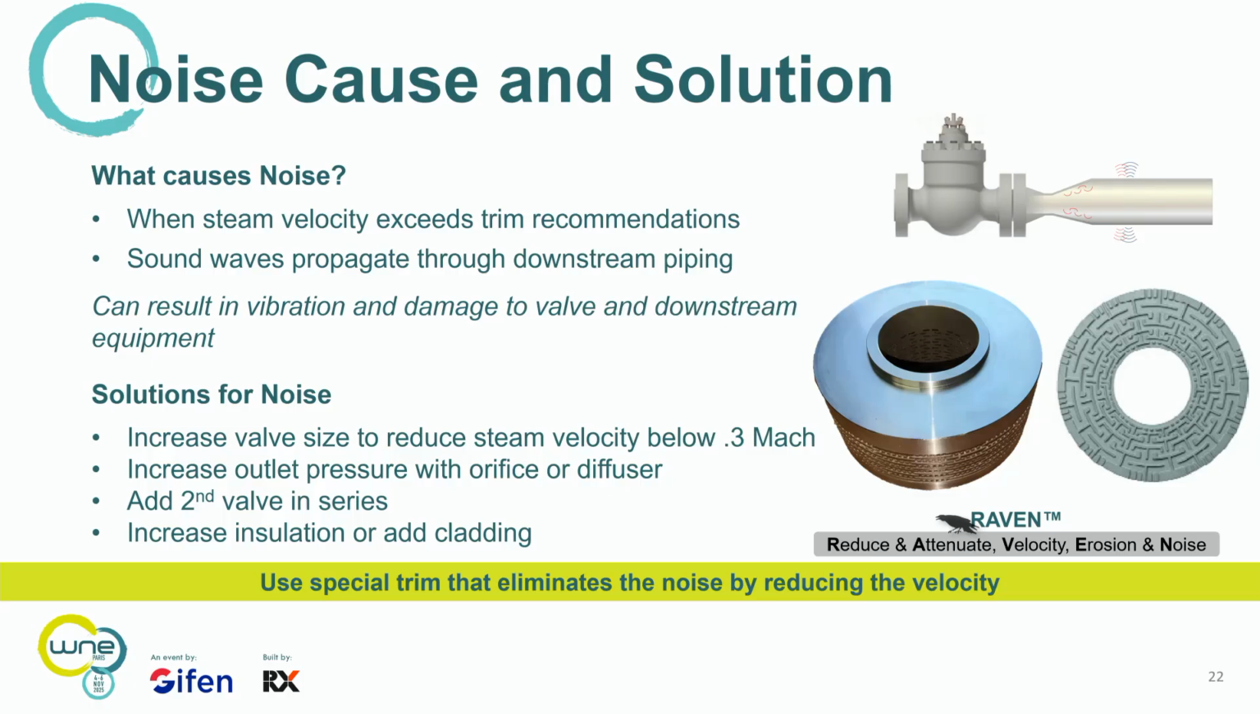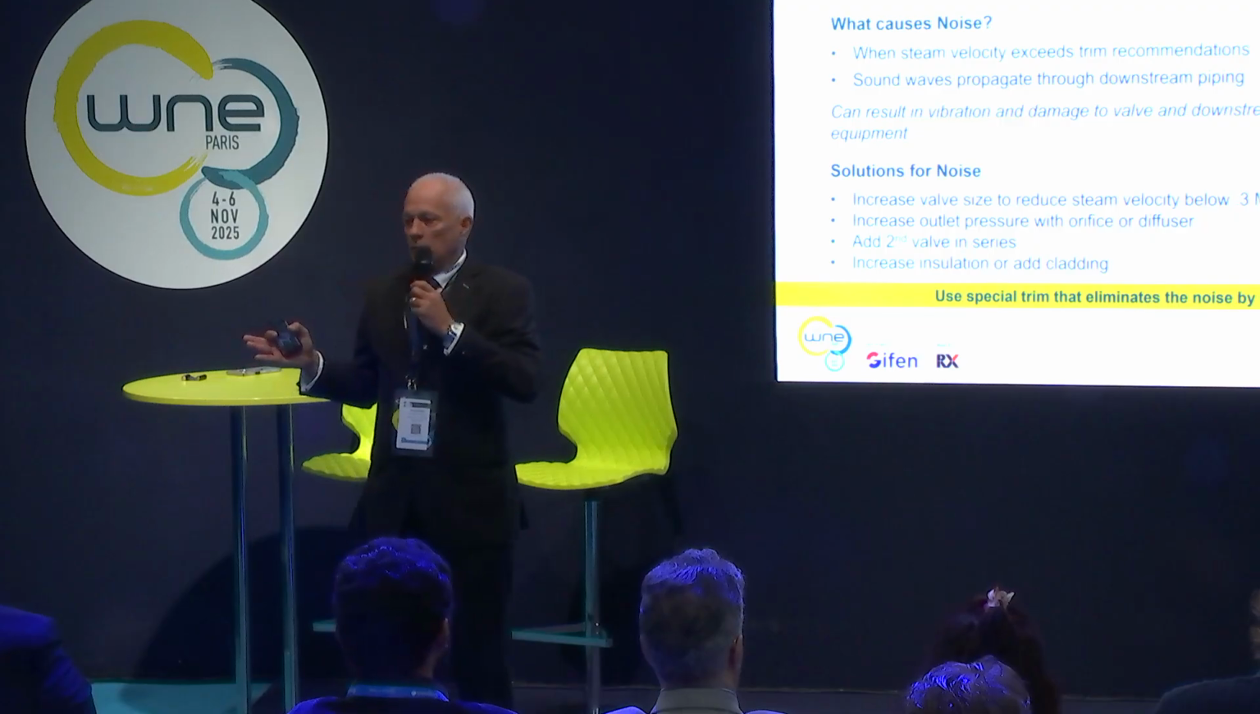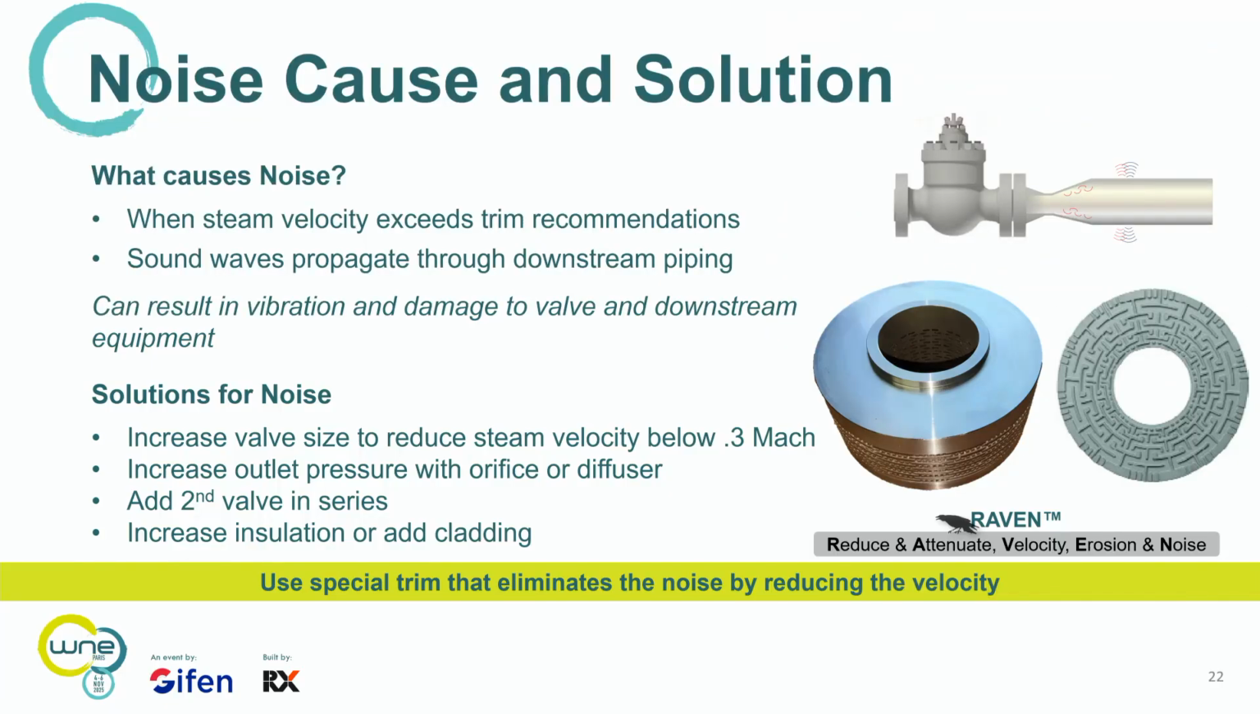In this case, it's interesting. There are certain solutions. One is you want to keep the speed of that gas below 0.3 Mach. Very simple, okay? You could increase the outlet pressure so you don't have that velocity going down. You could add a second valve. That's another cost, but that way you're taking the pressure drop or the velocity across two valves instead of one. And you could increase the insulation, right? We all know they add insulation on steam lines or gas lines. But adding it does not solve the problem of the noise being damaging. It just makes it quieter.